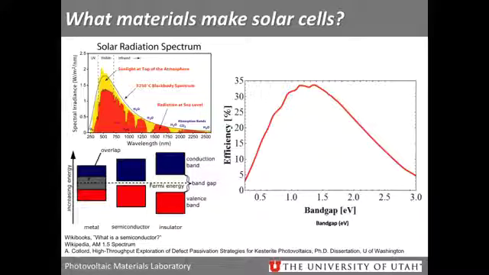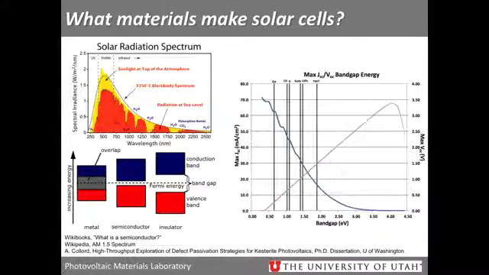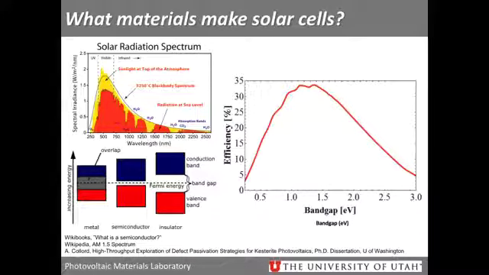So, it's not surprising that you want to hit this sweet spot region here where you're maximizing your current and your voltage, right? About 1.5, and you see that at about that range, you're getting a maximum efficiency of about 30 to 35%. And so this is one of the first steps of trying to pick a new material. What's the band gap? What's the maximum efficiency that I'm going to be able to get from this material?